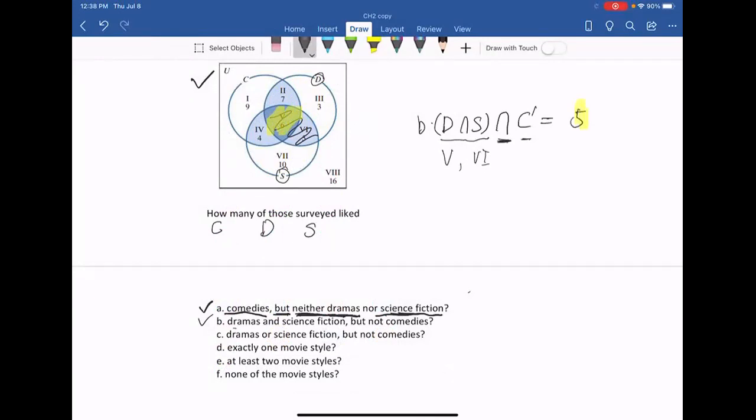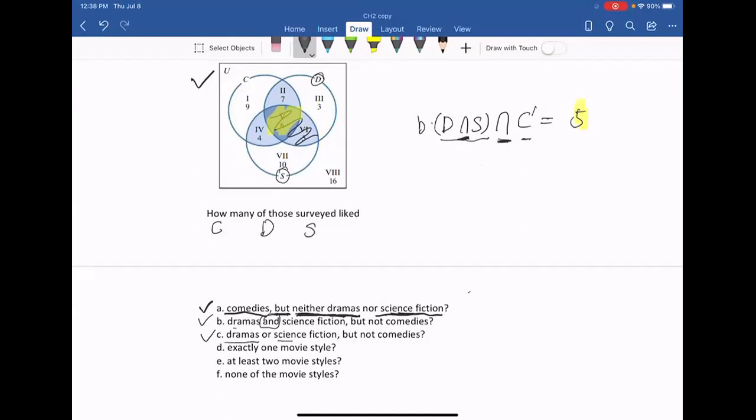Oh, I'm sorry. Let's read the question carefully, because here they provide the information "and." So don't miss the information. Okay, let's move on to number C.